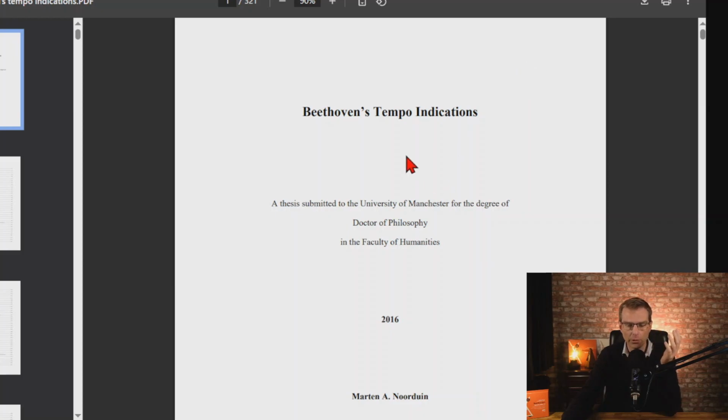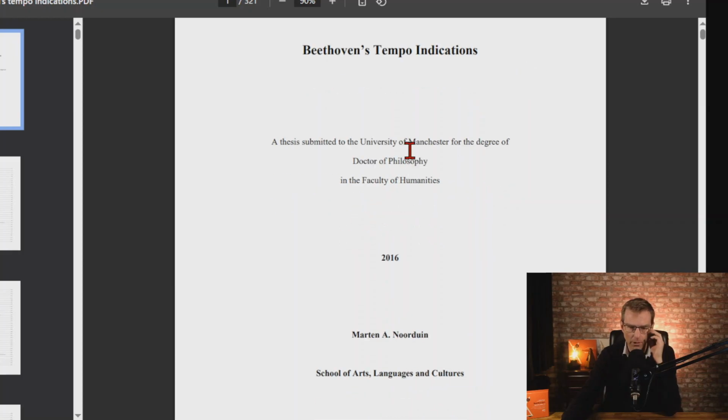Here we have Dr. Noortuin's thesis, the thesis on which he got his doctoral title. Many people refer to this work as a standard work, especially people who care about metronome marks. Well, I wrote an extensive 20-page review of this, which we're not going to publish in the book.